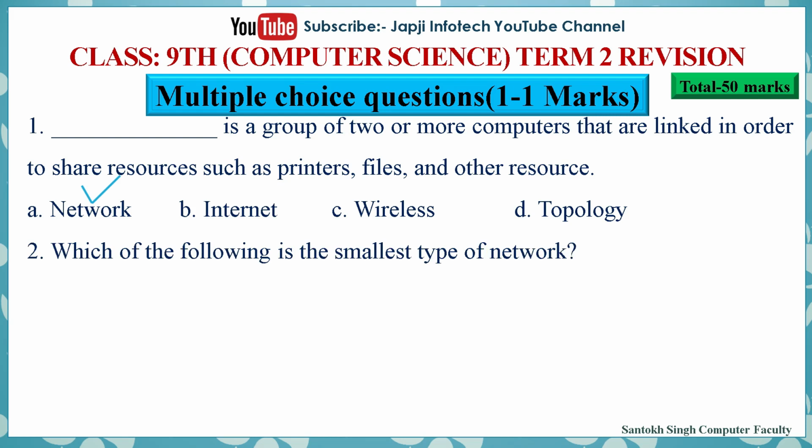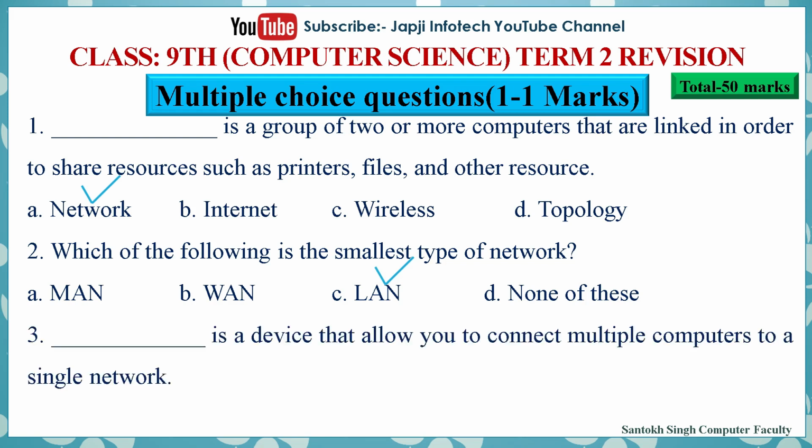Second one is, which of the following is the smallest type of network? The options are MAN, WAN, LAN or none of these. And the right answer is LAN is the smallest type of network. And third one is, dash is a device that allows you to connect multiple computers to a single network. The options are hub, bus, ring and star. And the right answer is hub is a device that allows you to connect multiple computers to a single network.